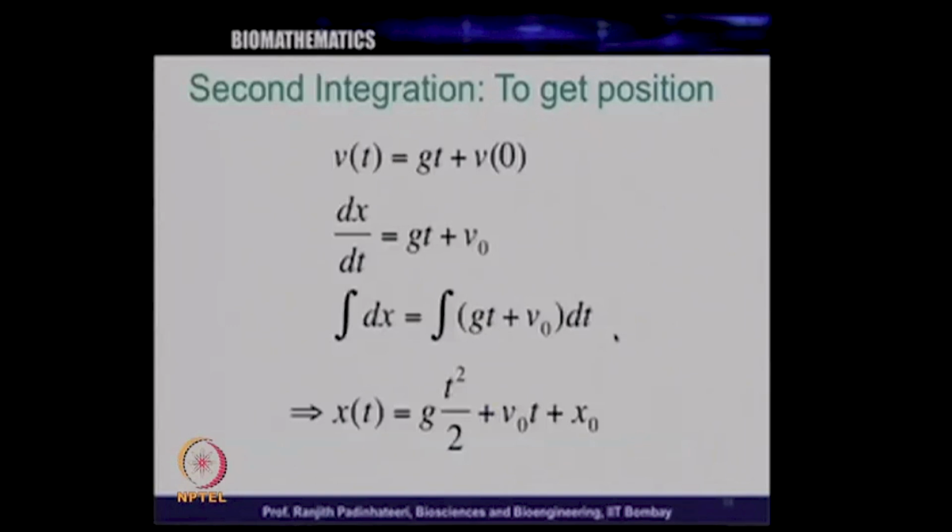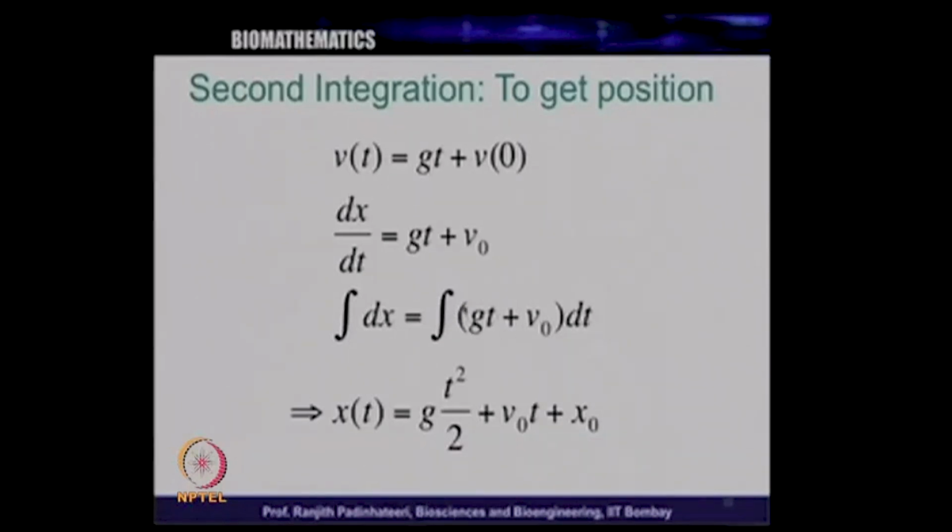Now, let us do the second integration. As of now we have V of t is g t plus V of 0. Now, we know that V is nothing but dx by dt. If we substitute V of t as dx by dt here, we have another differential equation. This is again a first order differential equation, so you can multiply both sides with dt. What you end up with is integral dx is integral of g t plus V 0 dt.